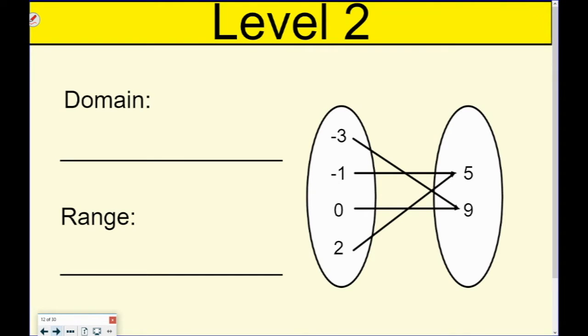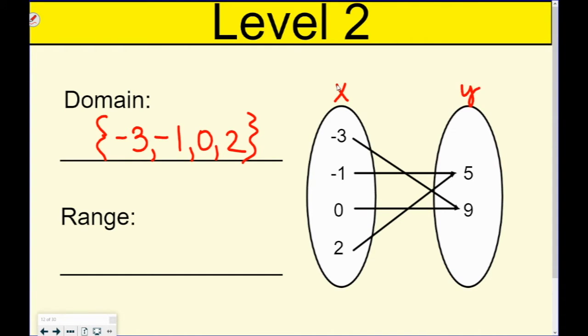On a mapping, we listed in this first oval our x values, the set of all possible x values. The nice thing about mappings is we took out any repeats and we put them in numerical order. With domain and range, you have to use etiquette. Etiquette is always going from least to greatest. So I'm going to start with my little brackets, and I'm not very good at drawing them. It's going to be -3, -1, 0, and 2. And then I'm going to close it off with the bracket. Okay, so there is my set of possible x values.